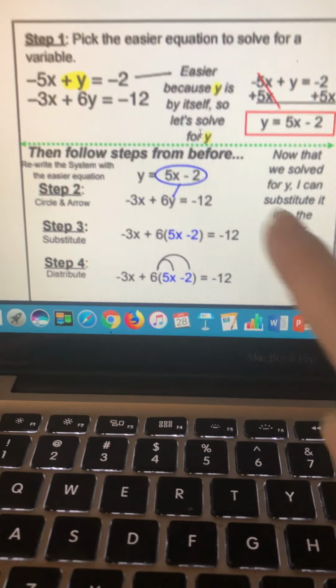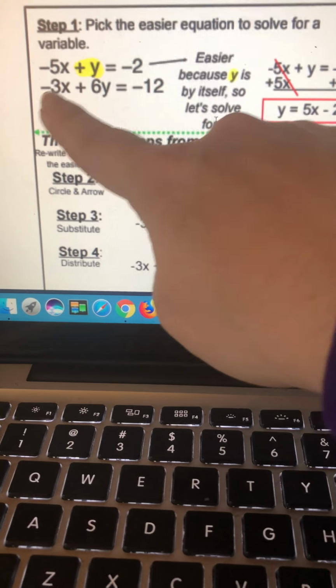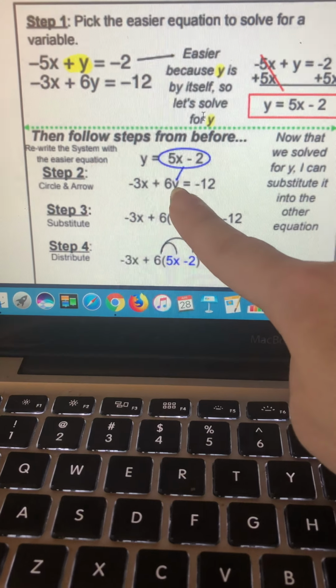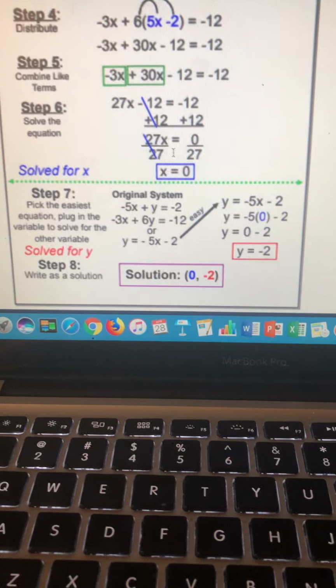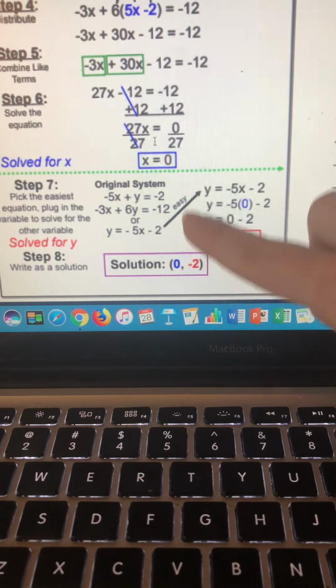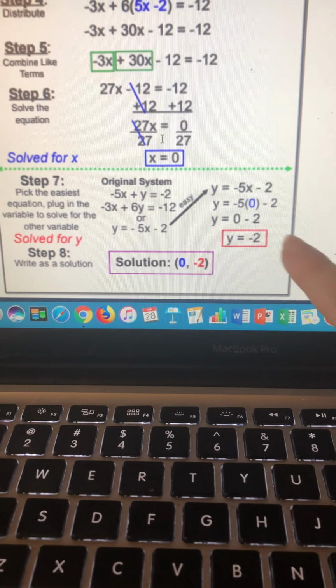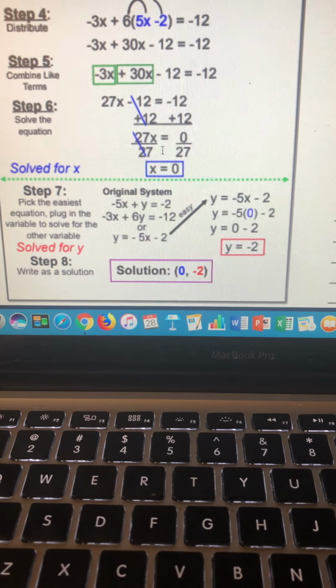You then rewrite your system with that simplified equation and then the other equation that you didn't touch, and we substitute that value for y into the other equation as shown here. Then you continue using the steps that we've already gone through multiple times. Distribute, combine, inverse, inverse. You'll see our solution for x is 0. Pick one of the 3 equations you have from the original system, solve for the value of y, and then write your solution as x comma y.